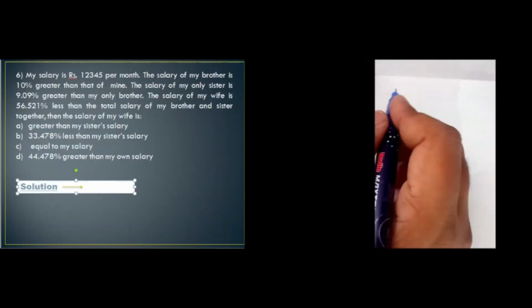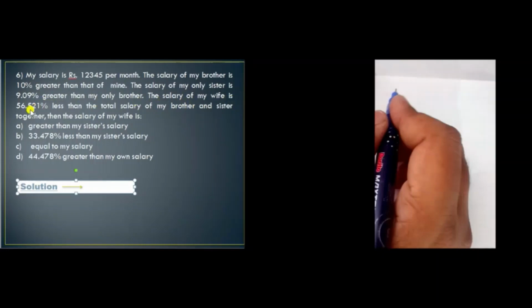The next question is, my salary is rupees 12,345 per month. The salary of my wife is 10% greater than mine. The salary of my brother is 10% greater than my salary. The salary of my only sister is 9.09% greater than my only brother. That means the salary of my sister is 9.09% greater than the salary of my brother.